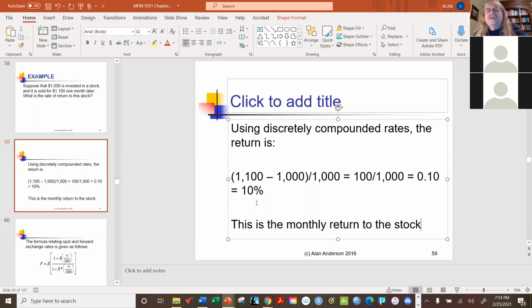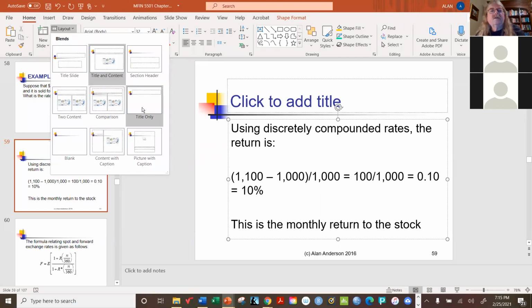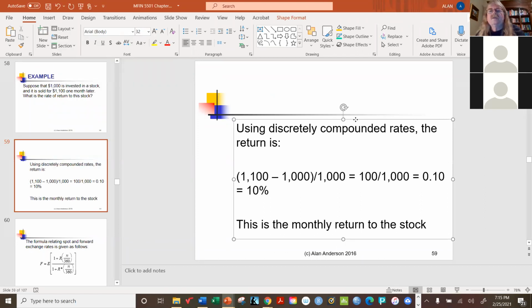If you wanted to annualize it, you could certainly feel free to do so, but the monthly return to the stock is 10%. In other words, it's like putting your money in a bank account. If you could get this kind of return in a bank, it would mean that you put your money in the bank for a month and your $1,000 becomes $1,100. This is compared to the discrete compounding, the continuous compounding, which we'll do next.